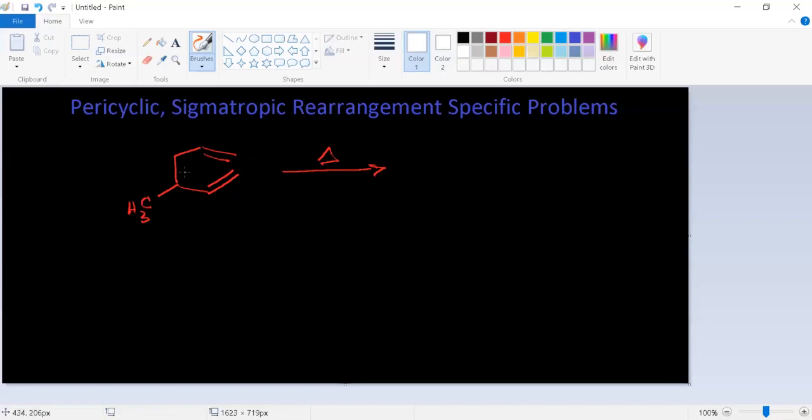And in this particular problem, it's thermal, so I'm going to look for 3 electrons to push around, so an odd number. So I can see I can do something like this. And opening up the ring just in this way that I've drawn right now, the double bond there, and our methyl group is still right here. And if you decide to name this molecule or this reaction, it'd be called a Cope rearrangement.